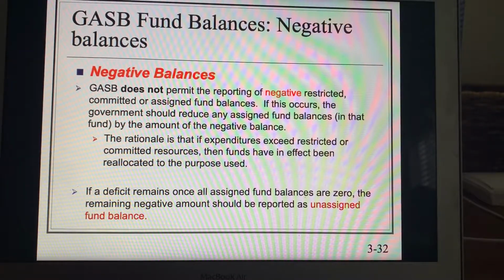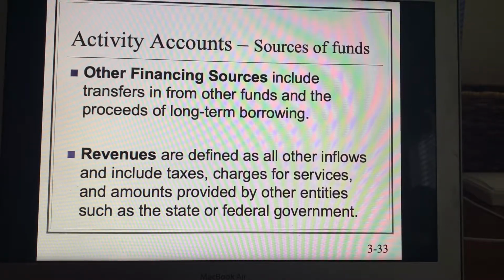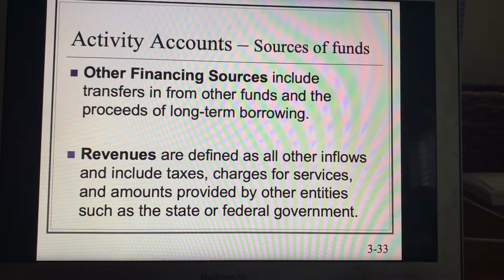If a deficit remains once all assigned fund balances are zero, the remaining negative amount should be reported as unassigned fund balance. So, sources of funds: other financing sources include transfers in from other funds and the proceeds of long-term borrowing. Revenues are defined as all other inflows and include taxes, charges for service, and amounts provided by other entities such as the state or federal government.